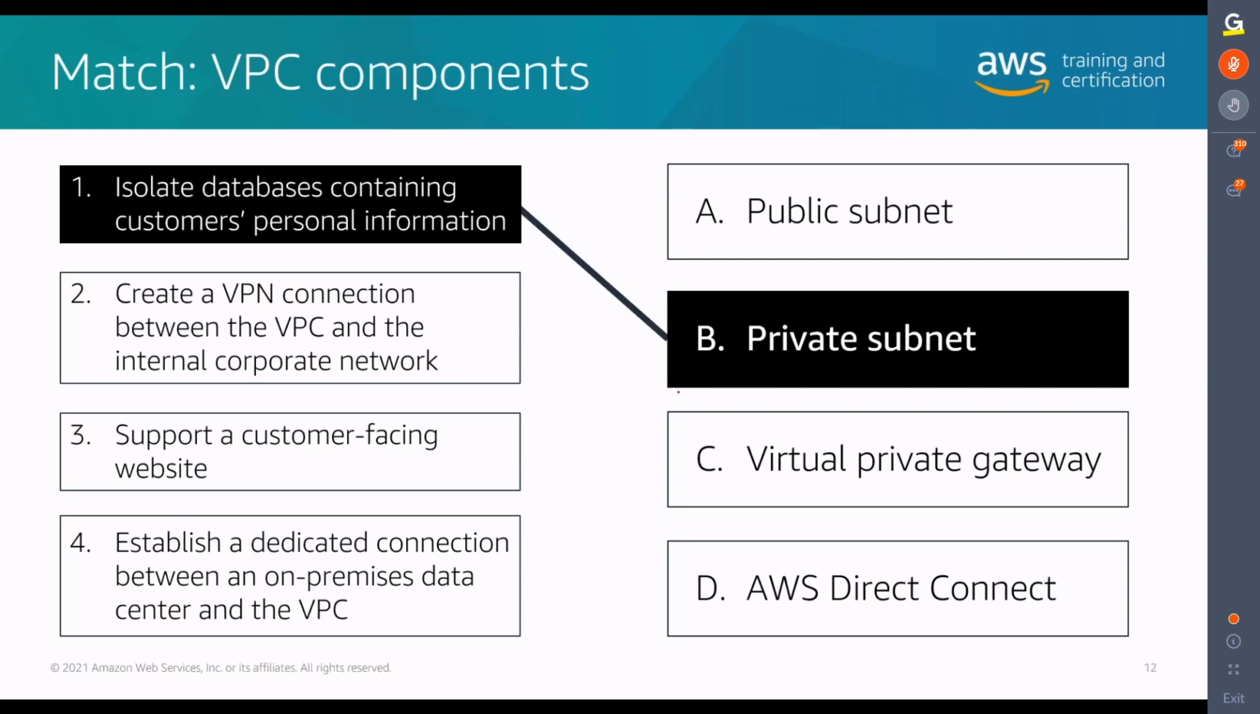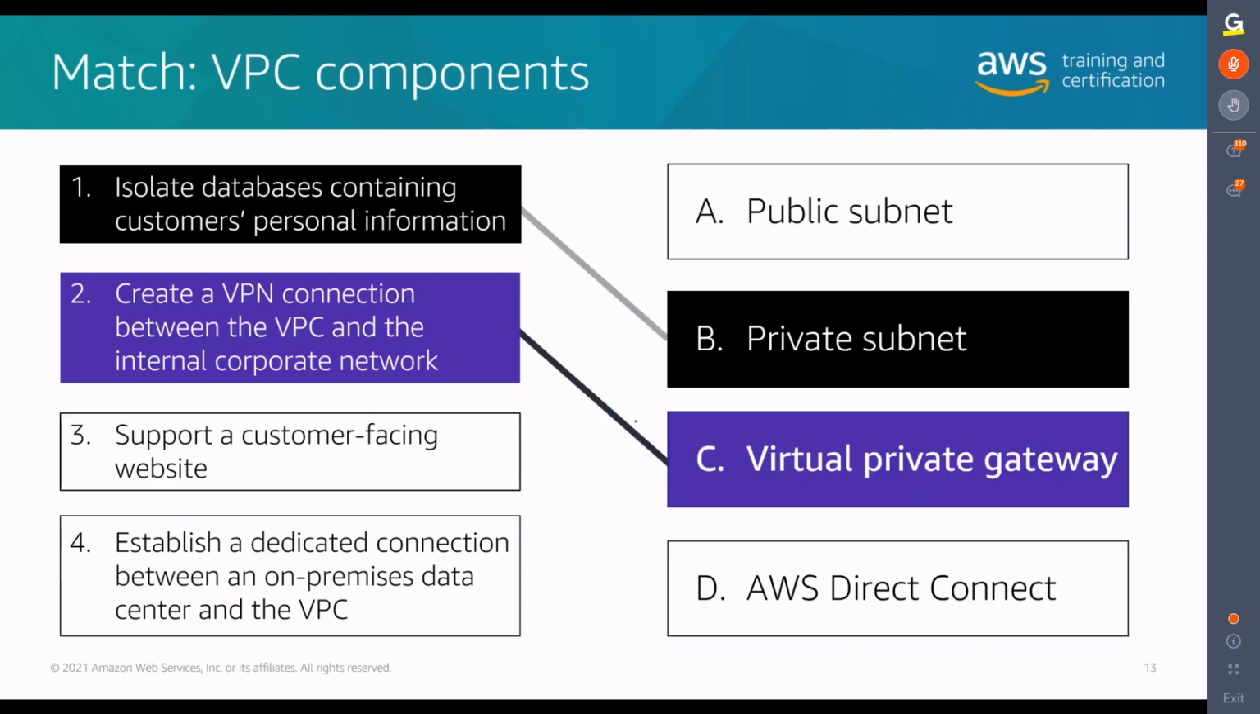Good job. Now I'm looking at number two. I want to create a VPN connection between the VPC and the internal corporate network. Which would I use? All right, this time I'm starting to see the letter C a lot. Yes, in order to create a VPN connection, we would use a virtual private gateway. Once again, good job.